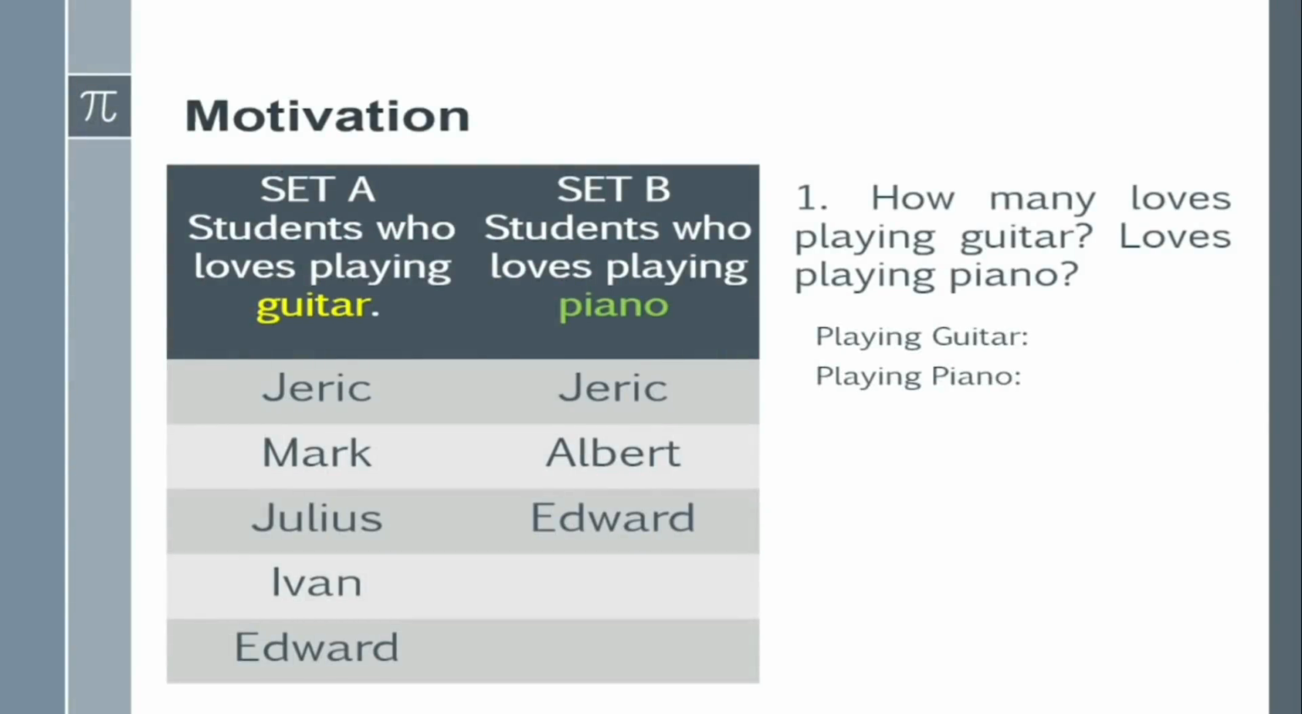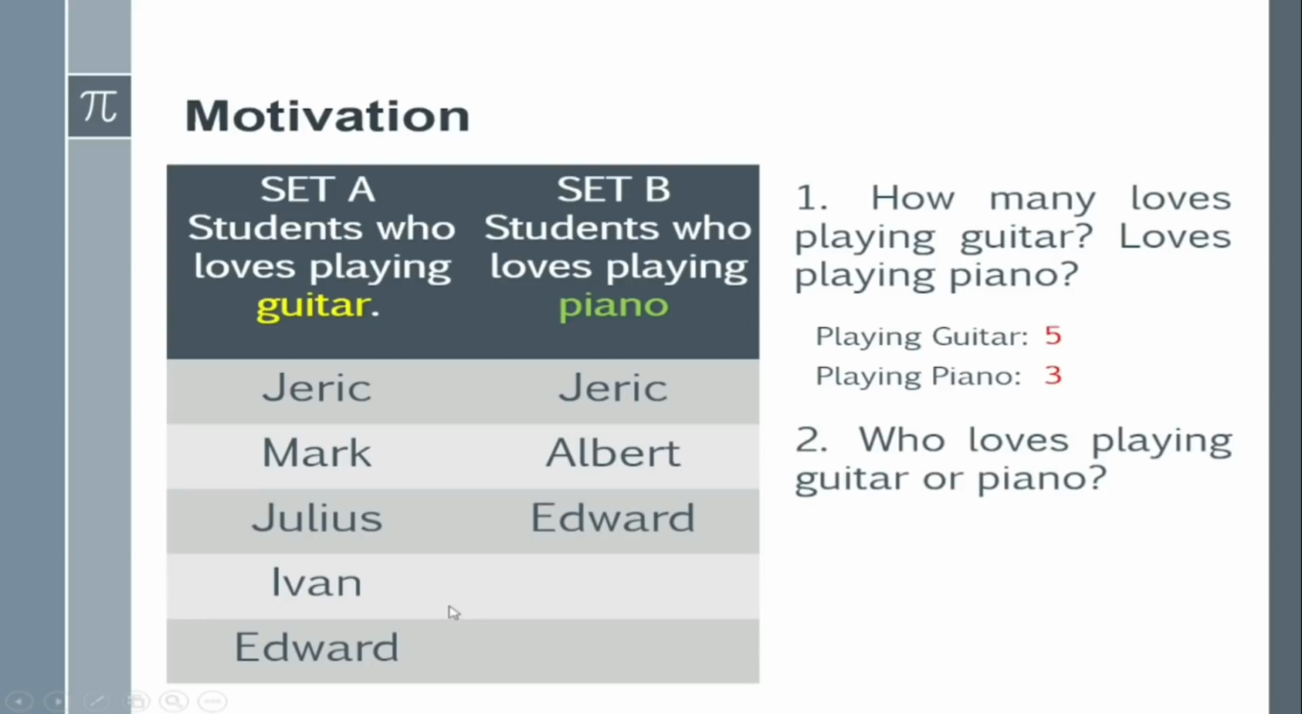Alright, let's now answer the following questions. Question number 1, how many love playing guitar? Okay, the answer here is 5. There are 5 students who love playing guitar. And how many students love playing piano? The answer is 3. Okay, so there are only 3 students who love playing piano.